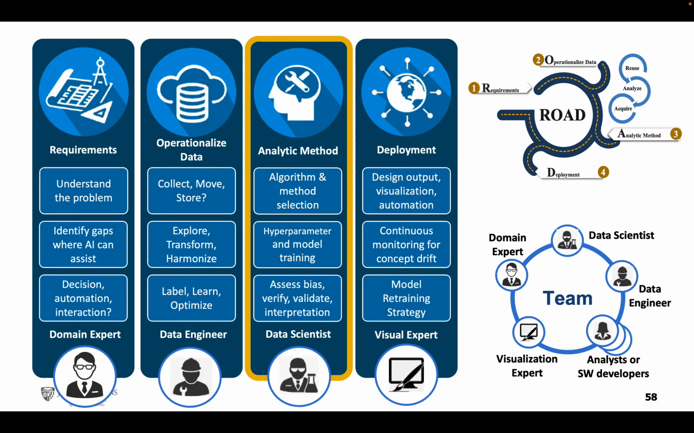This is where the data scientist is going to be selecting the algorithms, the methods, the parameters, and looking at how the data was trained. Do we have enough data? They're going to assess bias according to that bias chart we looked at earlier. They're going to verify that the algorithm is doing what it's supposed to be doing. They're going to validate that it actually applies to the requirements as we thought.